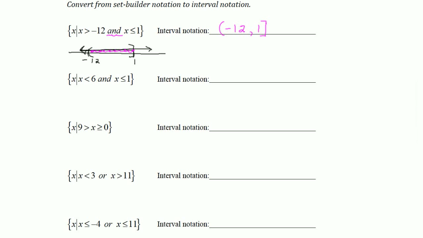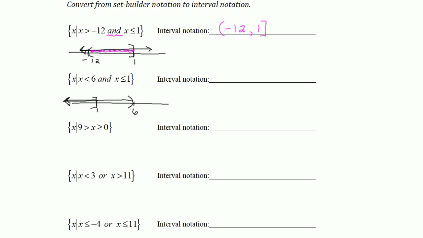Going on to the next one, again we have an and statement, so again we will be taking an intersection. We have 1 and 6. We want everything that is less than or equal to 1, so from 1 it goes to the left, and everything that is less than 6, so from 6 it also goes to the left.